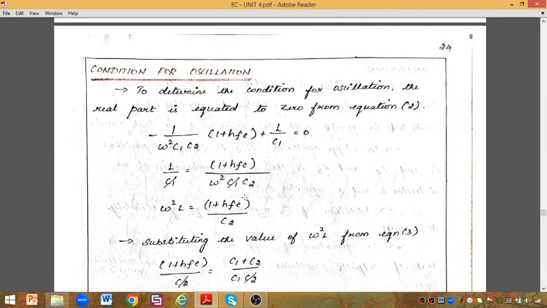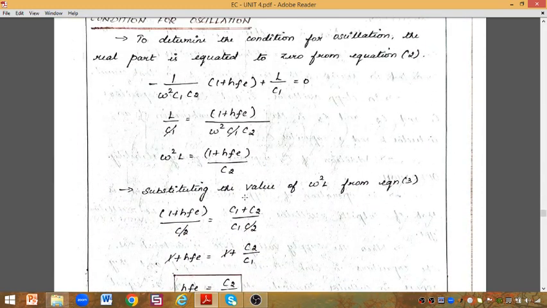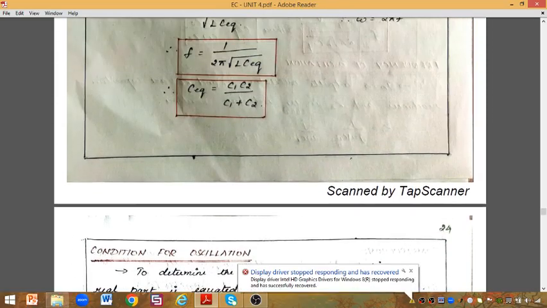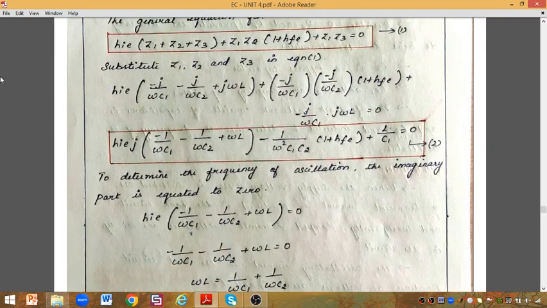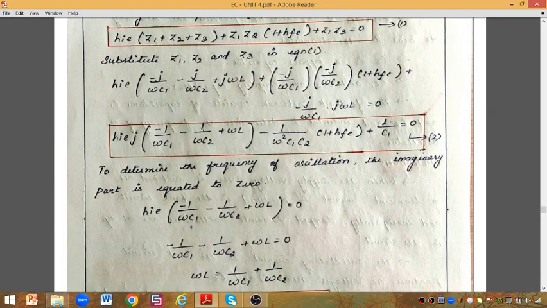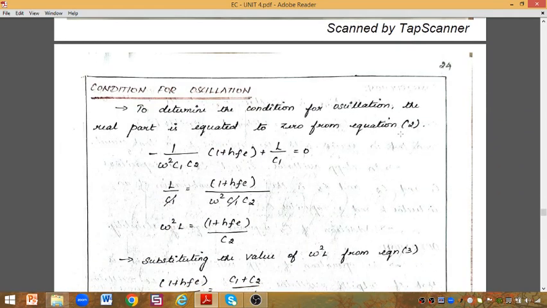Once we find the frequency of oscillation, we have to find the condition for oscillation. In order to find the frequency of oscillation, we equated the imaginary part to 0. And in order to find the condition for oscillation, we have to equate the real part to 0. So this is the real part. The real part is minus 1 by omega square C1 C2 into 1 plus hfe, plus L by C1, which is equal to 0. So we have to equate this to 0.